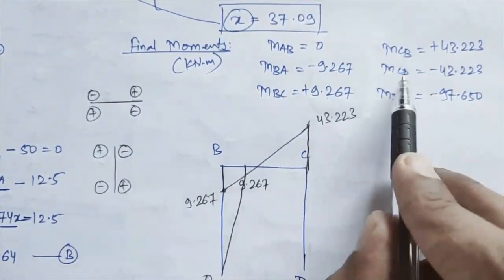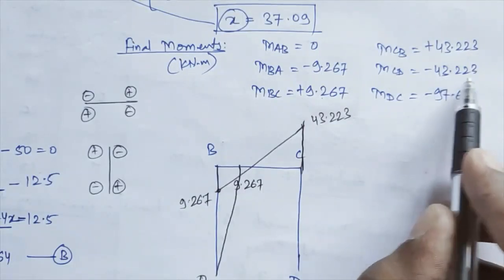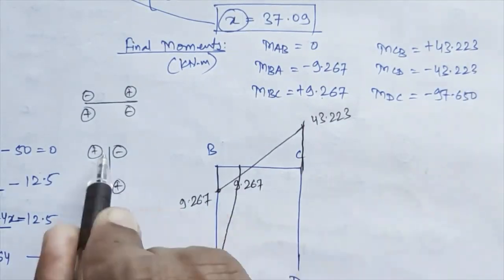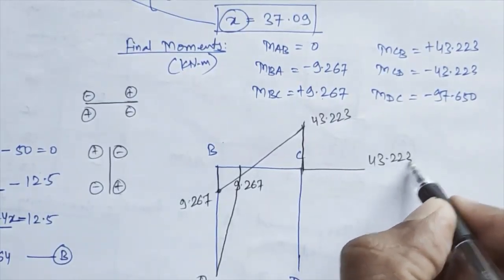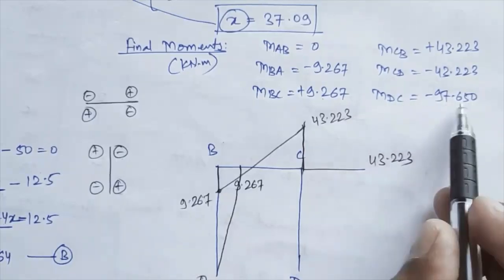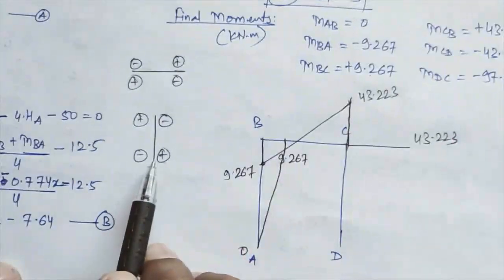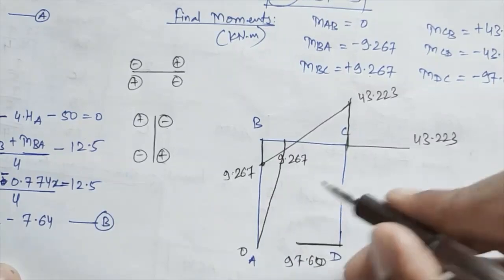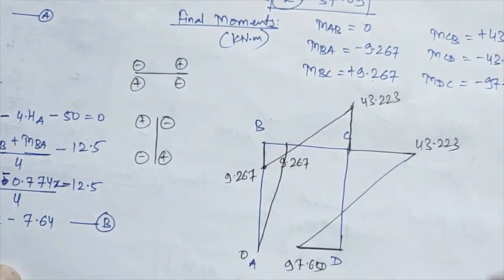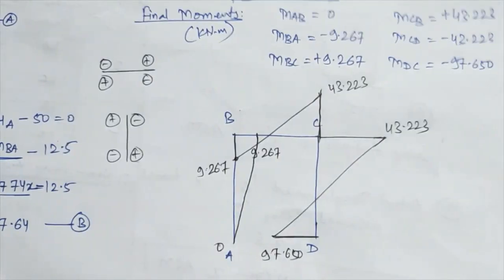Now in member CD, for CD I am having this as minus 43.223, so negative, it will be plotted on outward side. And then for last DC it is minus 97, minus it is, so it will be plotted on inward side. So somewhere here, I am not having more space, so you understand that. Just again join these two points by a straight line.